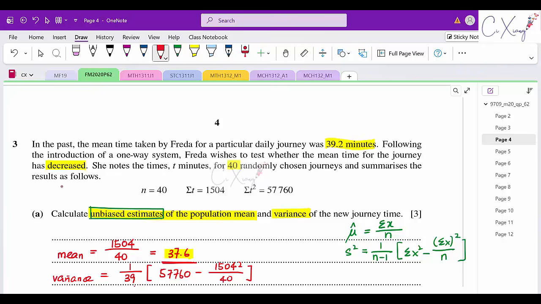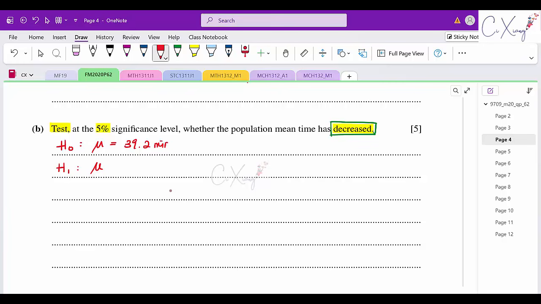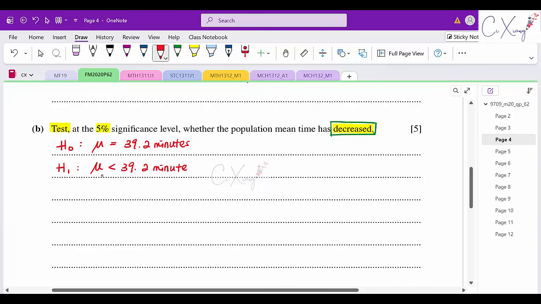Therefore, when we have a large sample and we are trying to test on the population mean, we need to use a normal distribution and also the sample mean. All right, so let's start with the very first step. What is our null hypothesis and also the alternative hypothesis? We are going to test on the population mean. So originally it is 39.2 minutes. And they want to test whether the time has decreased. So you can see that I highlight the keyword here. Decrease means that the mean will be less than. So you put a smaller sign than 39.2 minutes. So this is the very first step every time you want to carry out the hypothesis test.